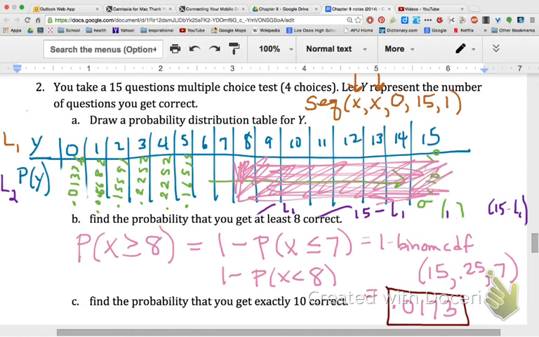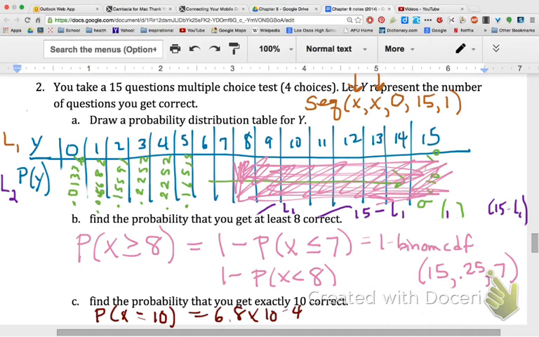Let's move to the next one. I want to find the probability that I get exactly 10 correct. So now this would be just 10. Now I can look in the table and see what it is. If I'm looking in my table on my calculator that I just created, I have 6.8 times 10 to the negative 4. Of course, I could write that in scientific notation. It would look like 0.00068.